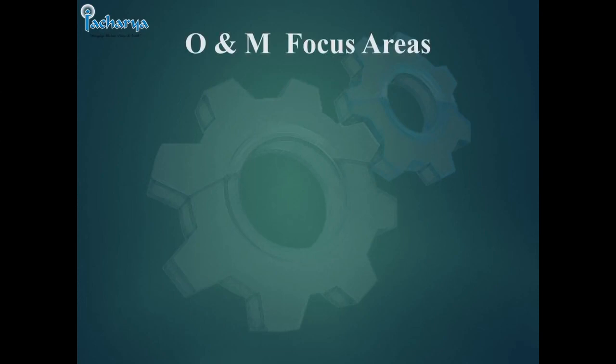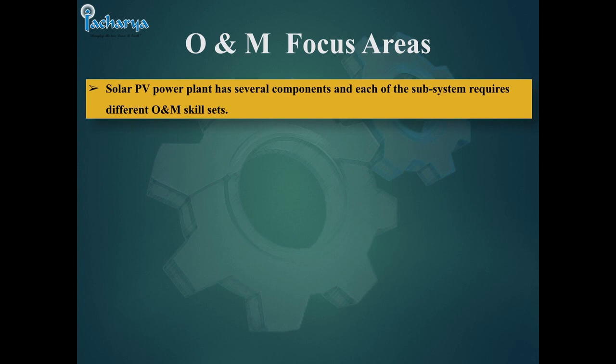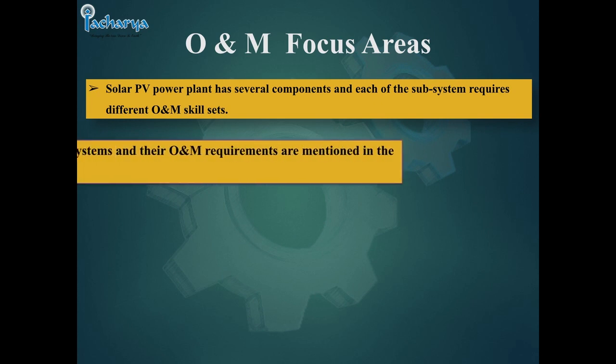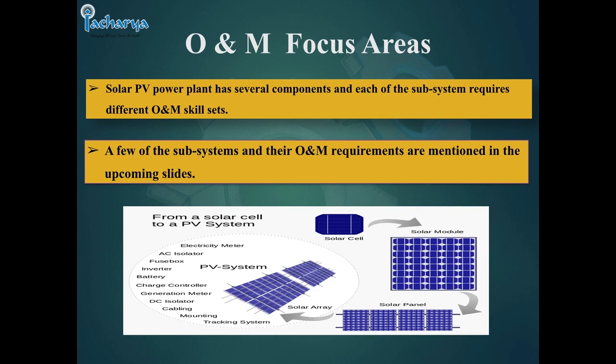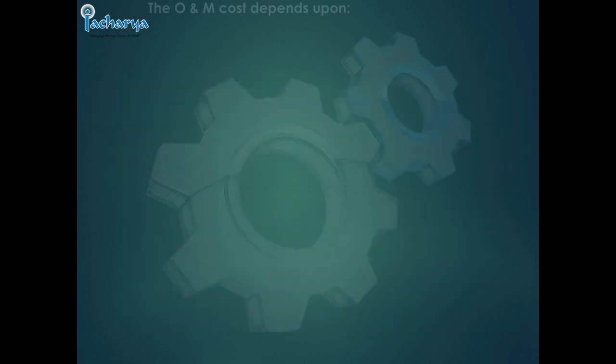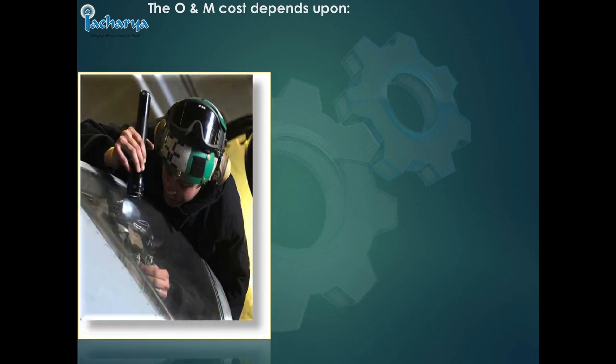Let us see some of the O&M focus areas. A solar PV power plant has several components, and each of the subsystems requires different O&M skill sets. A few of the subsystems and their O&M requirements are mentioned in the upcoming slides. The O&M cost depends upon location, system type, and the components involved.